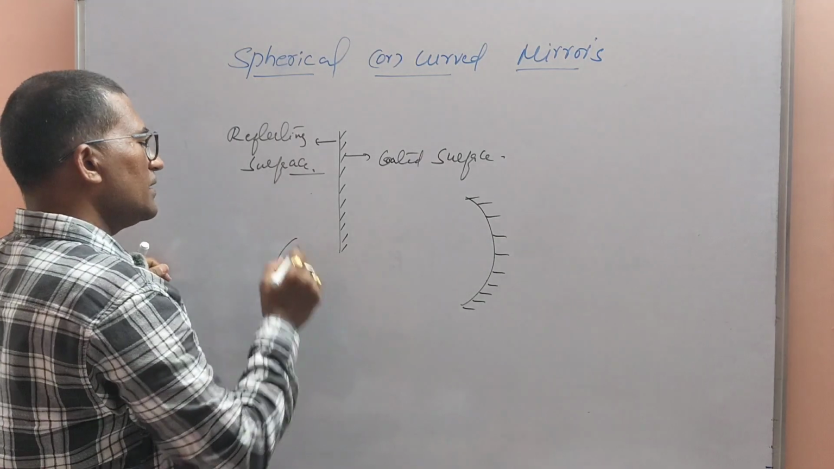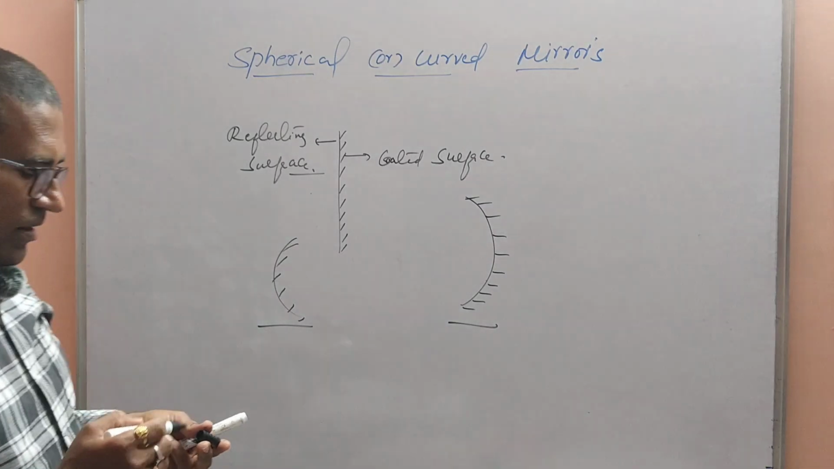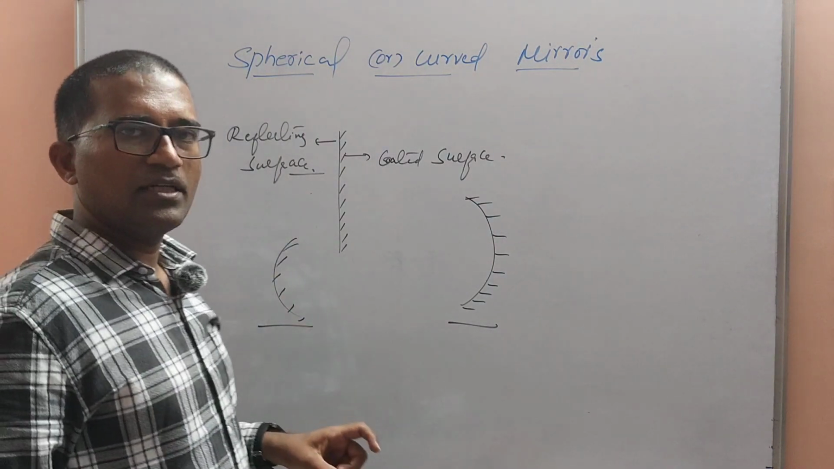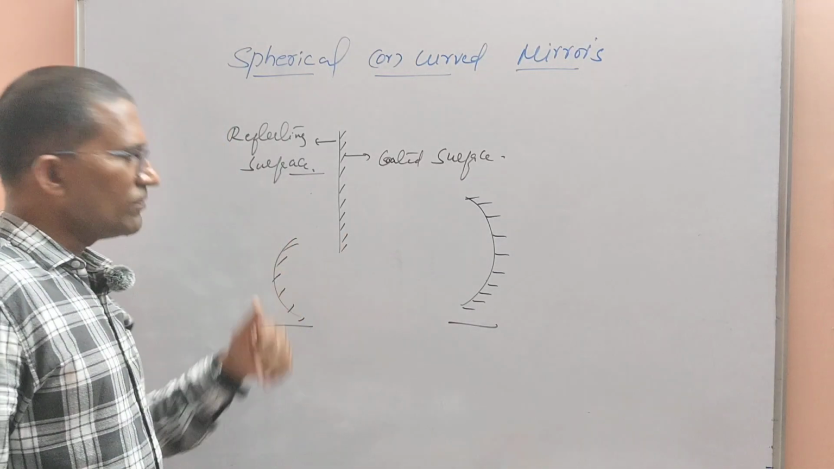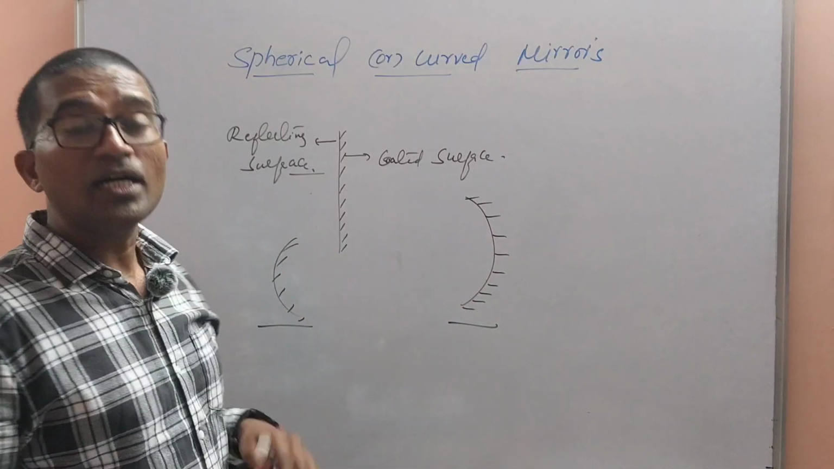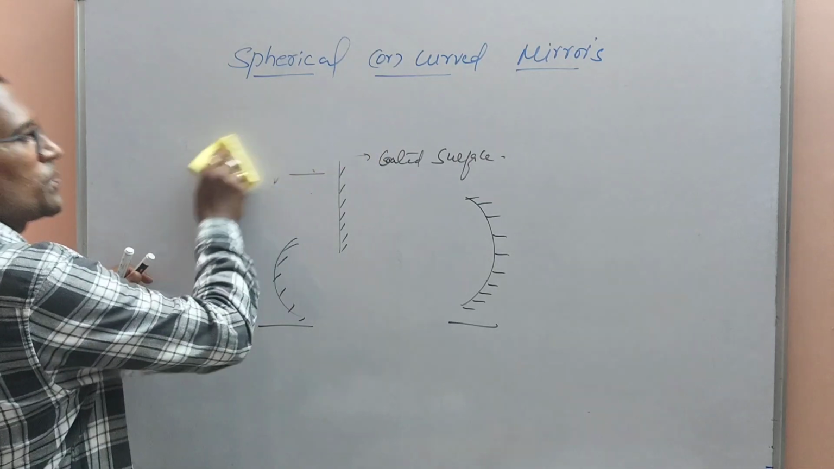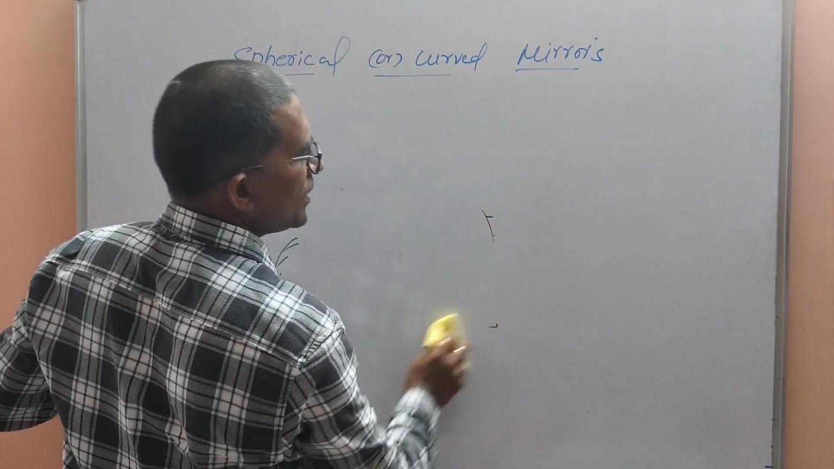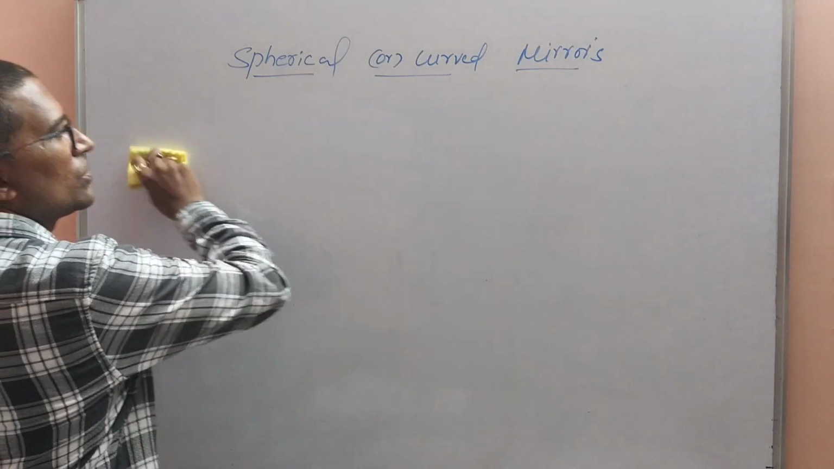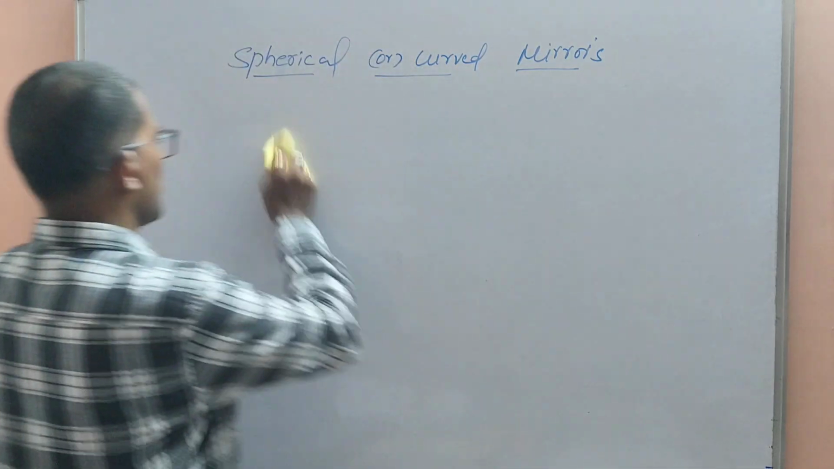these are generally called curved mirrors or spherical mirrors. The mirrors which have a curved reflecting surface, whether the reflecting surface is bent inwards or outwards, whatever may be the case, those types of mirrors are generally called curved mirrors. I will repeat again, curved mirrors are also called spherical mirrors, in which the reflecting surface is curved inwards or outwards.